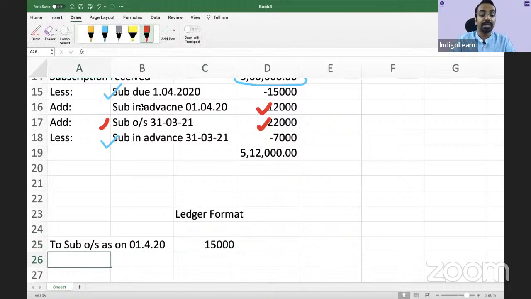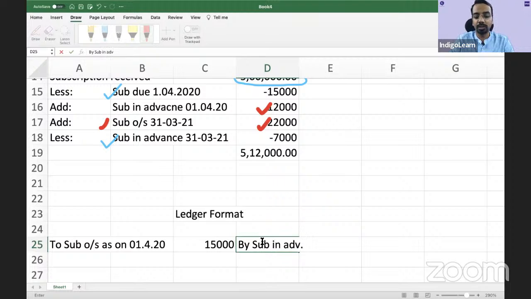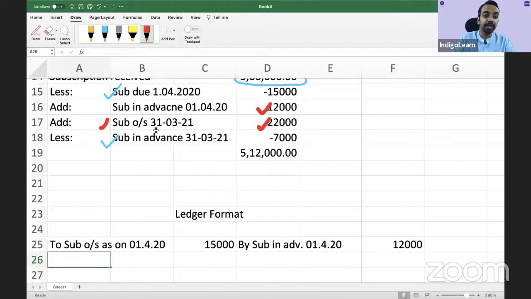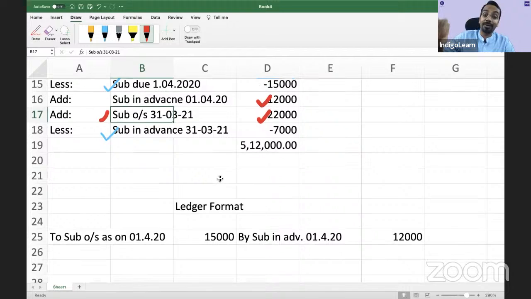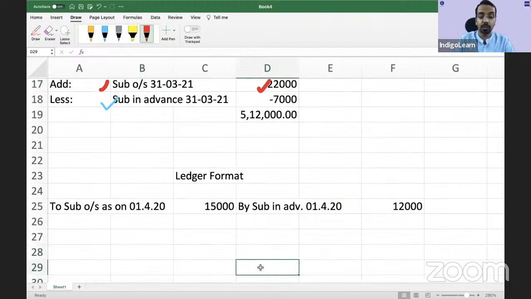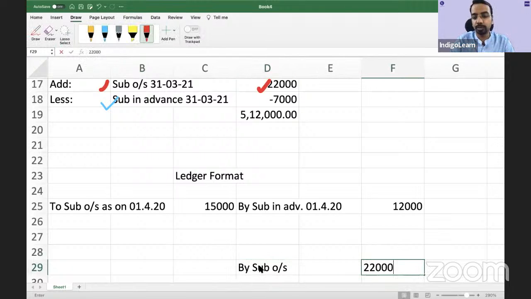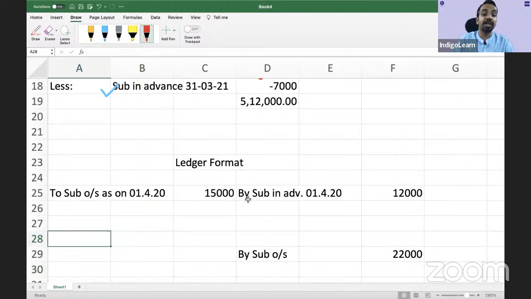Okay. Then subscription in advance as on 1st of April. So this is received in advance. If it is received in advance, this will have a credit balance. So you can say by subscription in advance as on 1st of April 20. This is how much? This is 12,000. Okay. Then subscription outstanding as on 31st March. So this is the amount that we have to receive. So there will be a closing balance for this. So by subscription outstanding, what is the amount? 22,000.